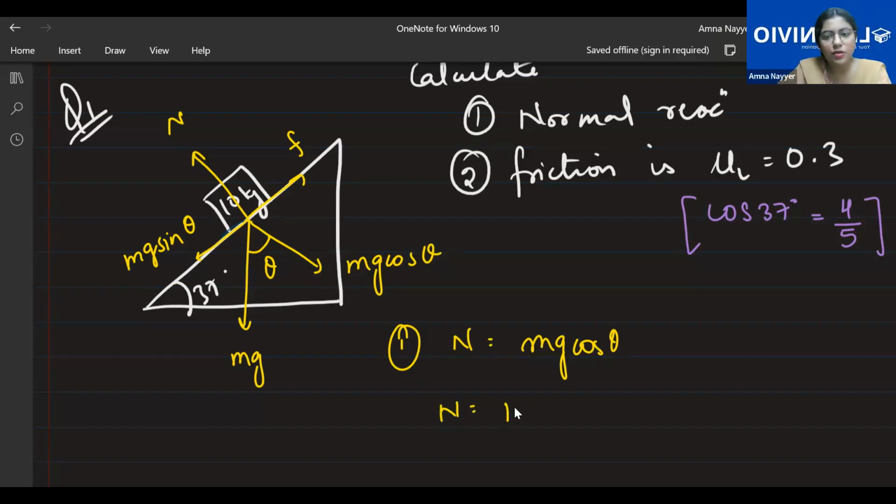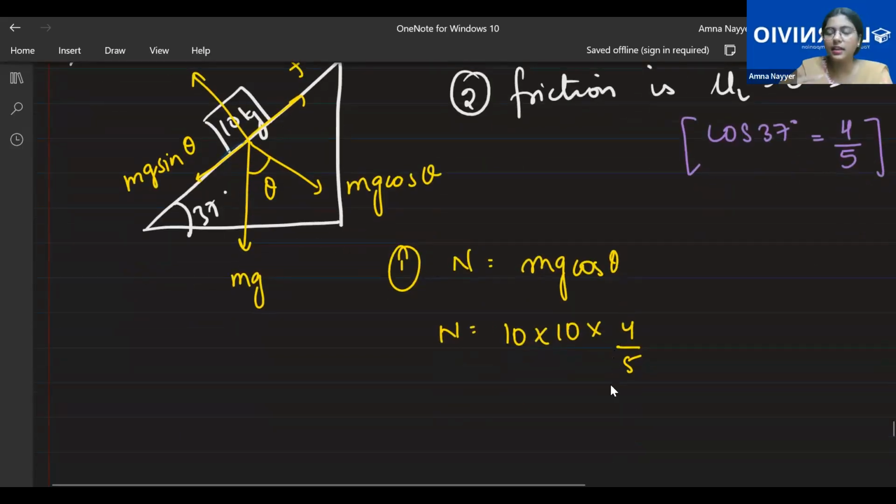The normal reaction will be: the mass of the block is 10, so 10 into cos 37 degrees. 37 degrees is given as 4 by 5. See class, a few data should be remembered by you. Cos 37 is 4 by 5. Cos 53 is 3 by 5. Sine 37 is 3 by 5. 37 and 53 are often given in the exams. So this makes it 2, and the normal reaction becomes 80 Newton.